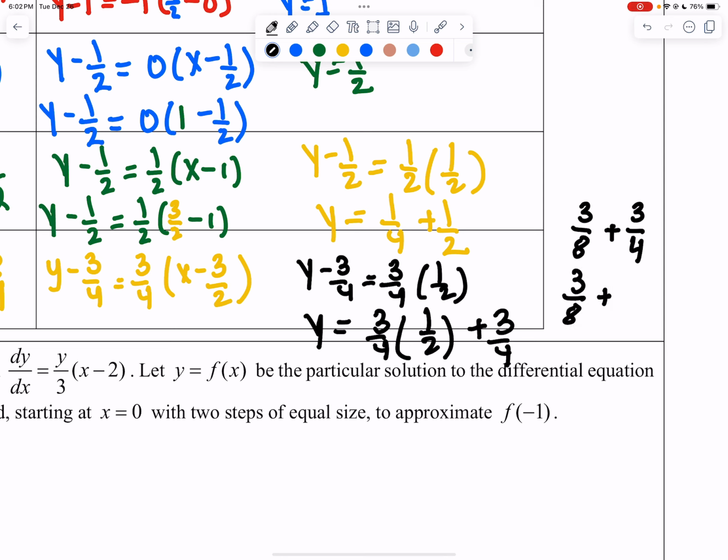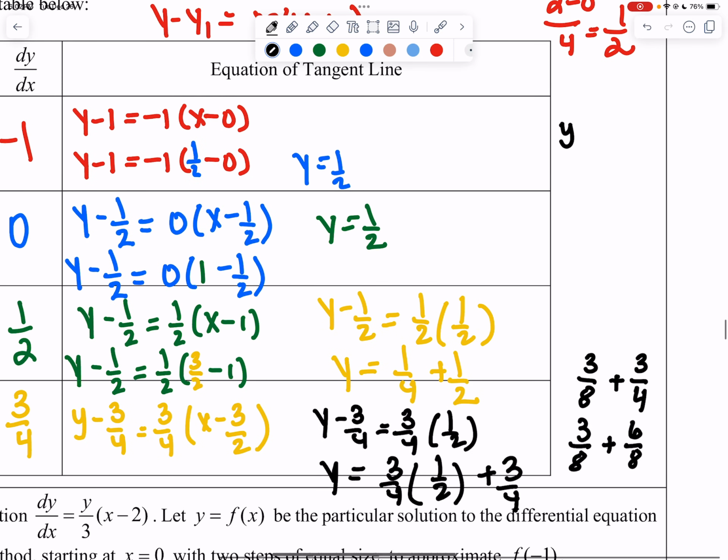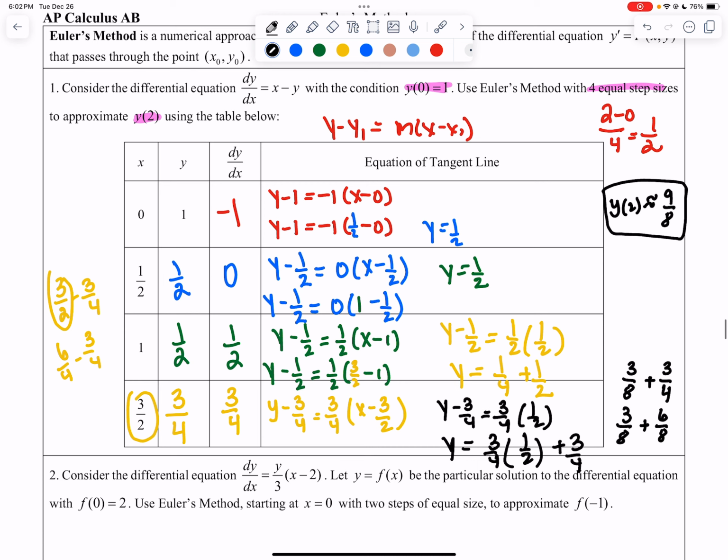3/4 is the same thing as 6/8. So this tells me that y of 2 is approximately 9/8. Now, we don't know what the true value of this is, but we are just approximating, saying that this is about 9/8, given that we used Euler's method.